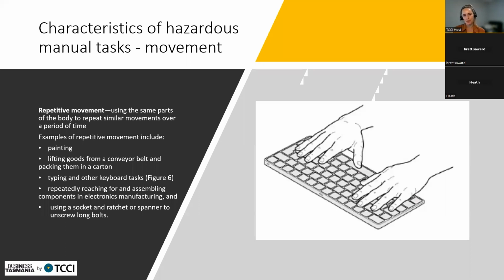You've also got movement and the way that we move. Repetitive movement is using the same parts of the body to repeat a similar movement over a period of time. Examples of repetitive movements include painting, lifting goods from a conveyor belt and packing them into a carton, typing on keyboards, that's a big one, there's the photo there of that. Repeatedly reaching for or assembling components, or using sockets or ratchets or spanners to unscrew long bolts. You get the drift of what a repetitive movement can be. So you've got repetitive forces, and then you've got repetitive movements as well.